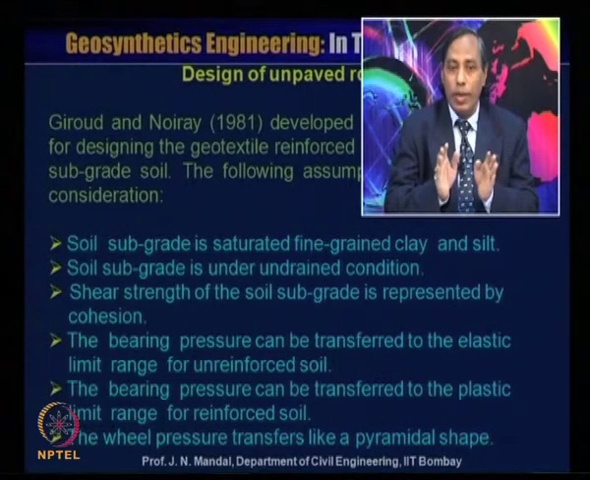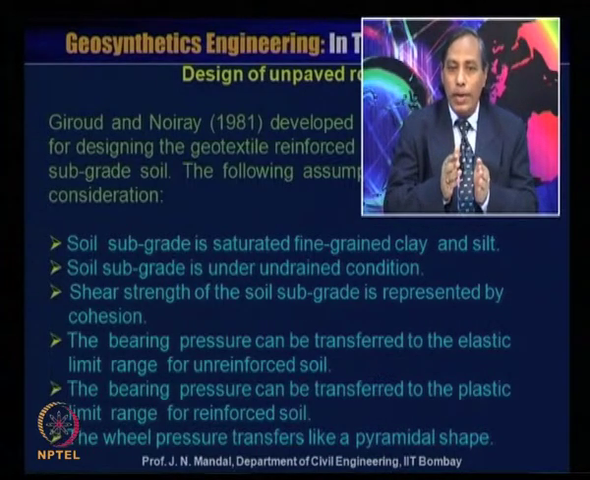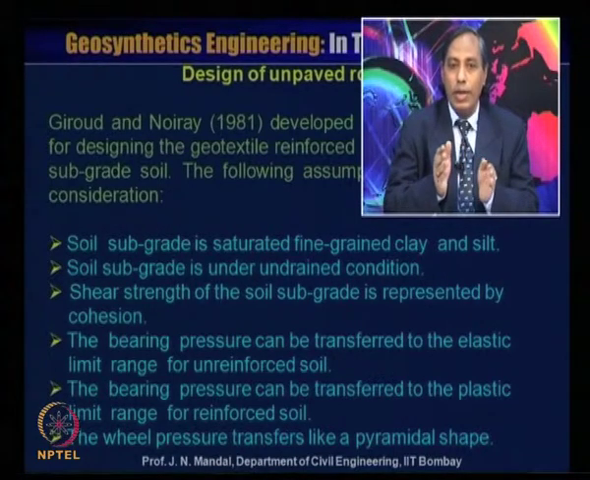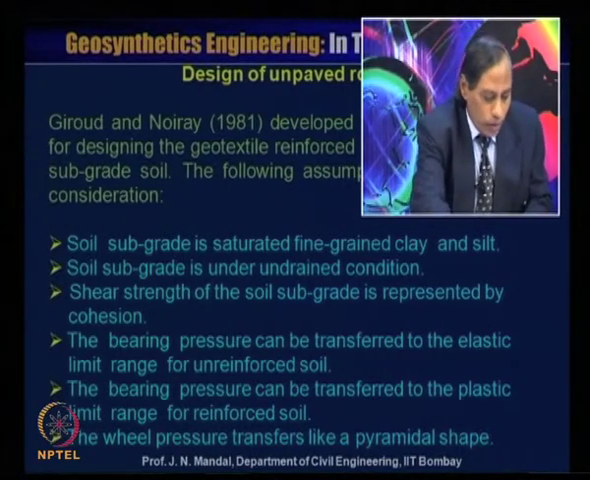So, no drain condition. Shear strength of the soil subgrade is represented by the cohesion only, no angle of internal friction. The bearing pressure can be transferred to the elastic limit range for unreinforced soil, and the bearing pressure can be transferred to the plastic limit range for reinforced soil, and the wheel pressure is transferred like a pyramidal shape. So, before that I just wanted to show what is happening if it is an unpaved road and is designed without geosynthetic material.